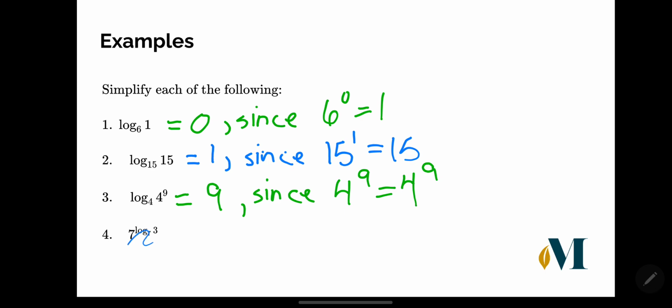So look here, we have 7 raised to the power of log base 7 of 3. Now remember this rule, we can cross these two 7s out, which means this is going to equal 3. Yep, that inverse property there. Exactly.